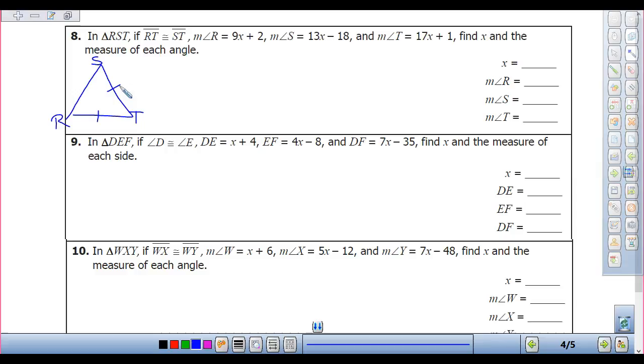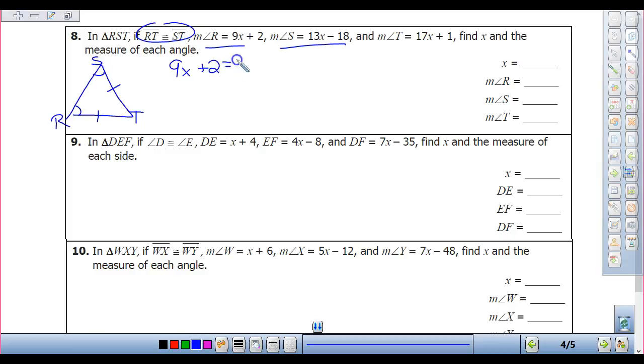Okay, we're talking about angles now. Well, because it tells us that RT is congruent to ST, so I already marked that. So R and S are congruent. Right? All right, so R and S are congruent. What can I do with those two? Set them equal to each other.